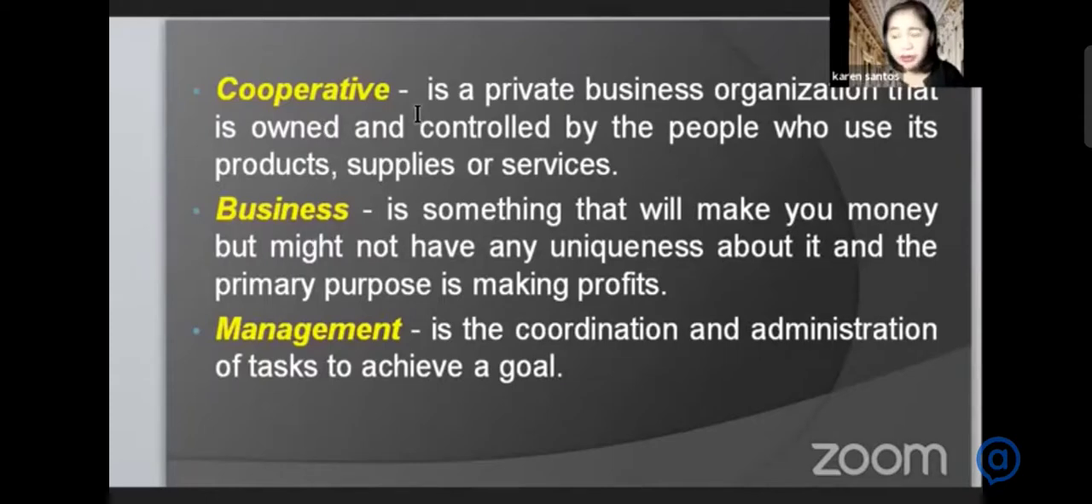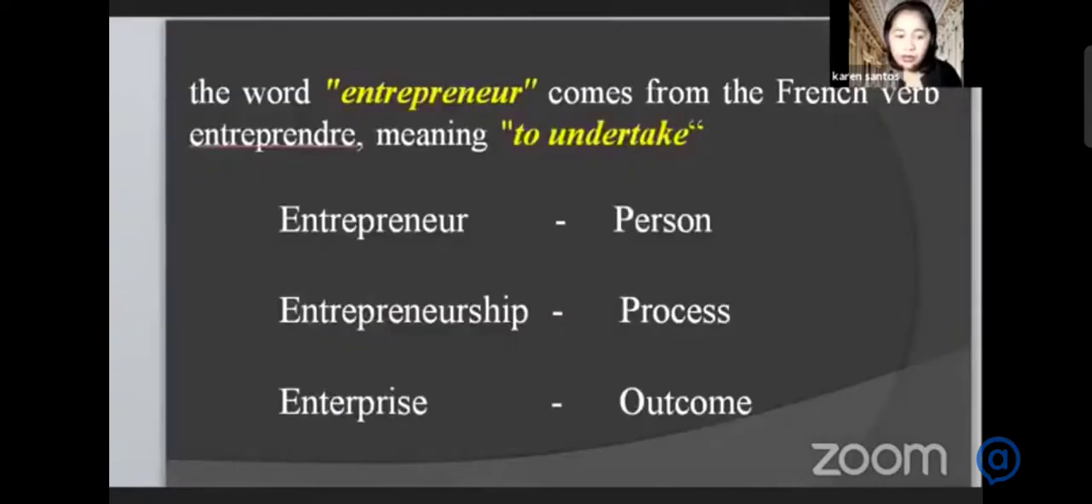When we say cooperative, it is a private business organization that is owned and controlled by the people who use its products, supplies, and services. And when we say business, it is something that will make you money but might not have any uniqueness. That is the only difference. And then, when we say management, it is the coordination and administration of tasks to achieve the goal. So now the answer is entrepreneurship.